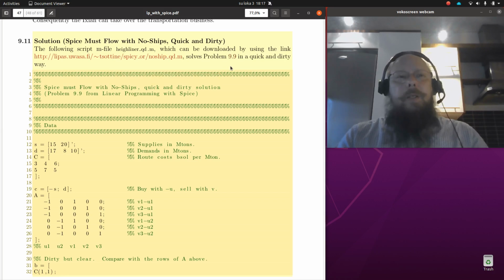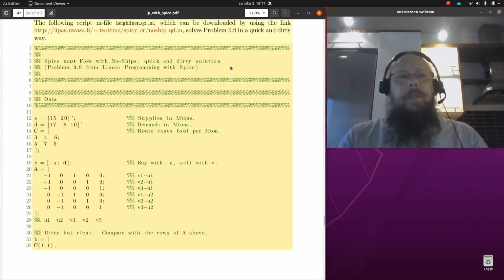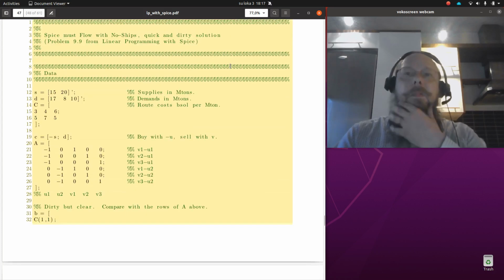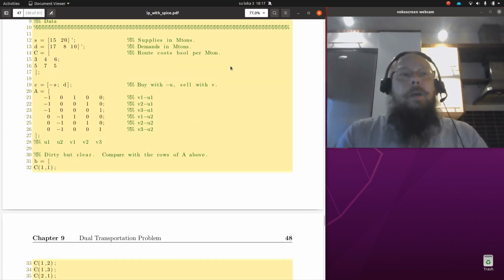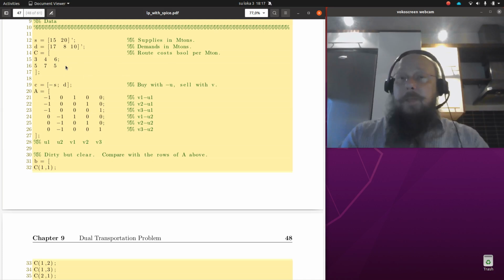So how does this quick and dirty go? Let me explain this a little bit, and I think it becomes very clear that this is indeed quick and dirty. So S, D, and C. This is actually the original data of the primal transportation problem, but this is the data for the dual also.